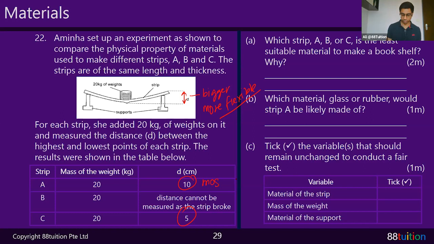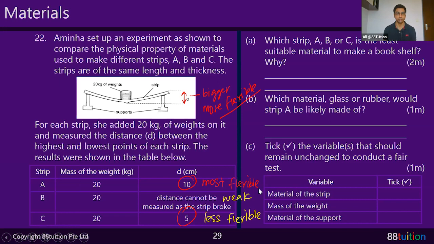Then C is less flexible. And B, the distance cannot be measured as it is a strict board. Oh, it's the worst. That means it's not even flexible. Can't even talk about flexibility. It's actually very strong.